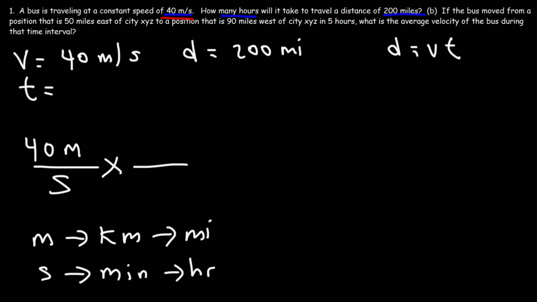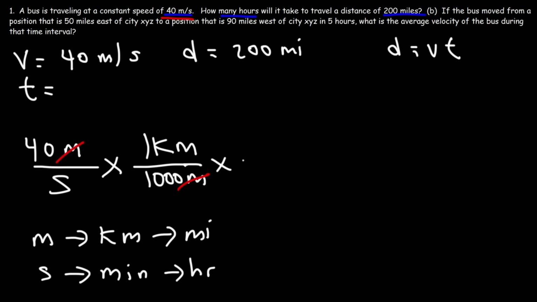So in order to convert meters to kilometers, you need to know the relationship between the two. 1 kilometer is equivalent to 1,000 meters. I meant to say meters instead of miles, but that's how you can go from meters to kilometers. Now, these units cancel.